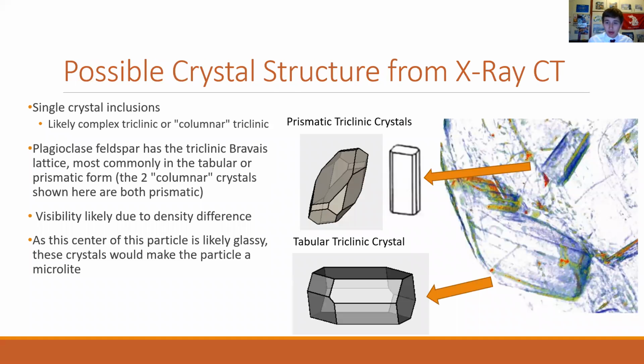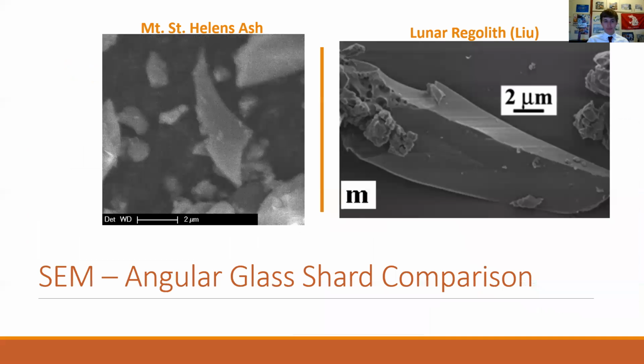When we talk about possible crystal structures from X-ray computed tomography, we're also able to see small crystal inclusions, potentially making the ash particles microlitic, you could say. And this is able to also determine that they were most likely plagioclase feldspar, which is an interesting finding and a unique use of this X-ray computed tomography microscope, to be able to see by changes in density what those crystal structures are.